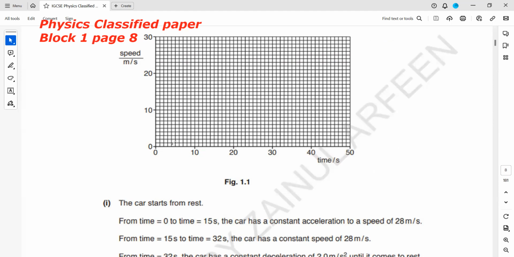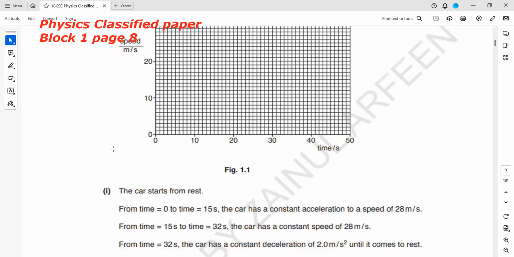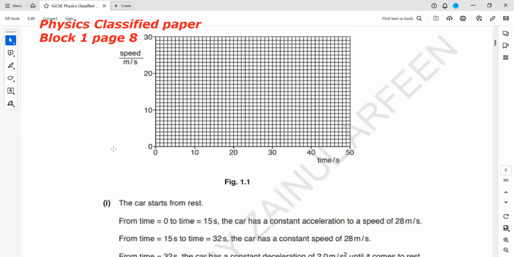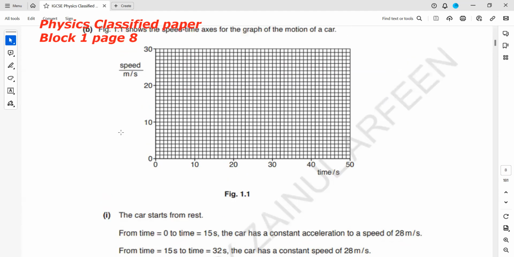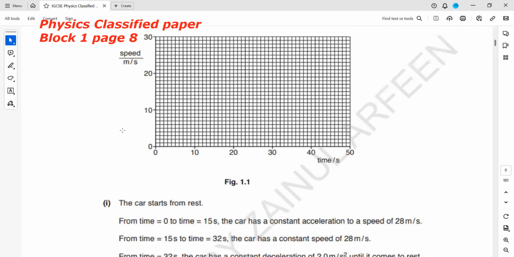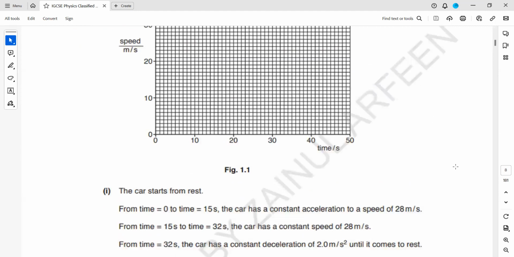And then from 15 seconds to 32 seconds, the car has a constant speed of 28. It does not change the speed. And for the last part, from 32 seconds, the car has a deceleration, like the car slows down or decelerates with a deceleration of 2 meter per second square, and it stops. We have to complete the graph to show the motion, draw a graph. So how can it be done?